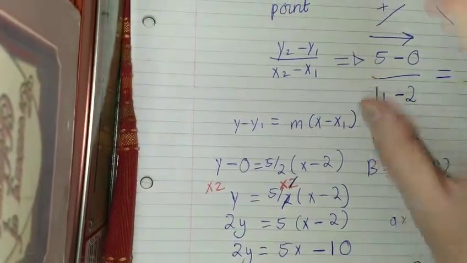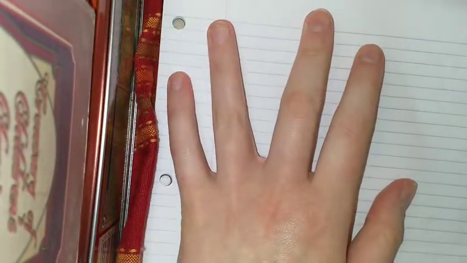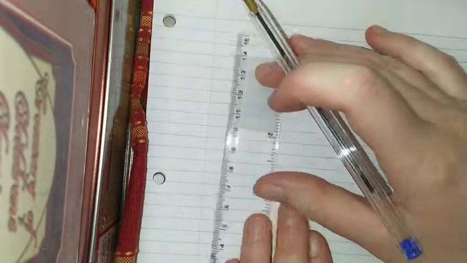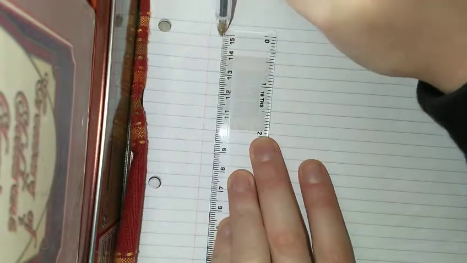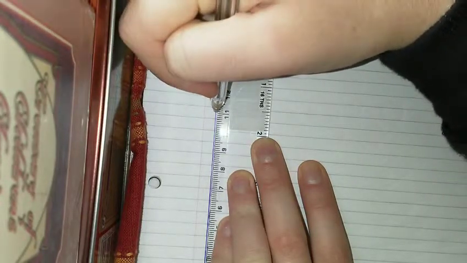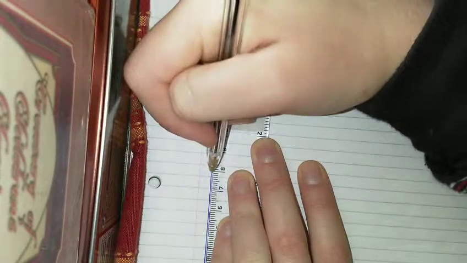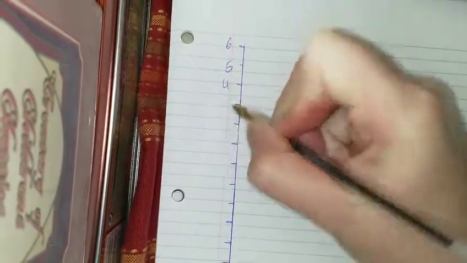And then in the next part, I'm asked to draw a line on my axis. So I'm just going to draw out the axis similar to the one that they give us. And so 6, 5, 4, 3.